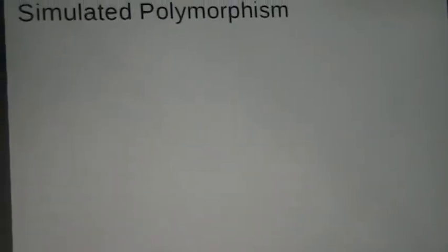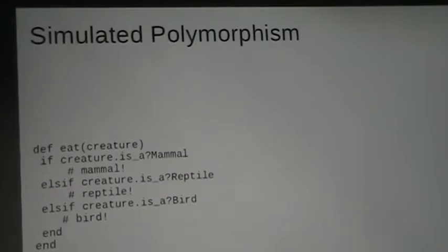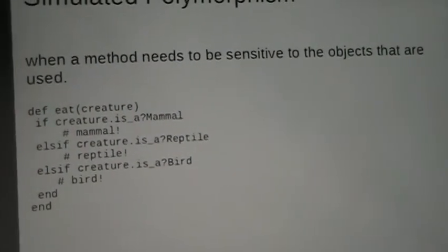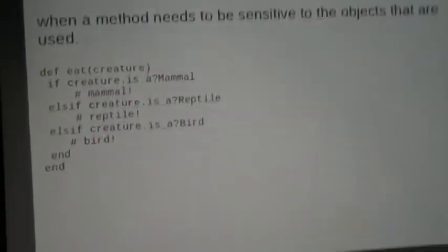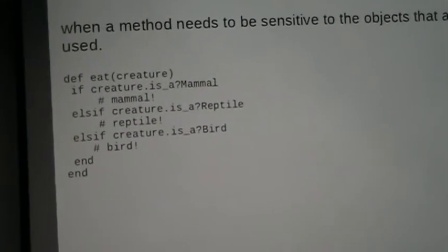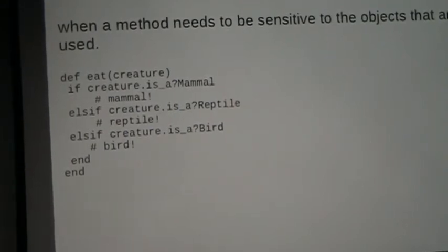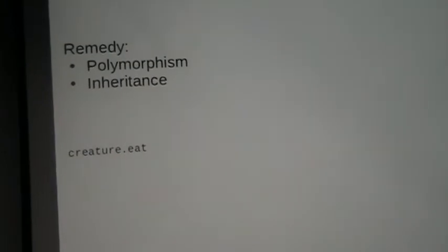And then the next is simulated polymorphism. It occurs when a method is sensitive to the objects that are used. When you constantly check the type of the object used. So the fix here is to, of course, not simulate polymorphism, but to use polymorphism and proper inheritance. So the outcome.